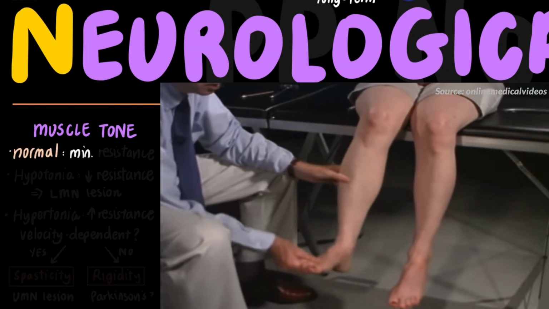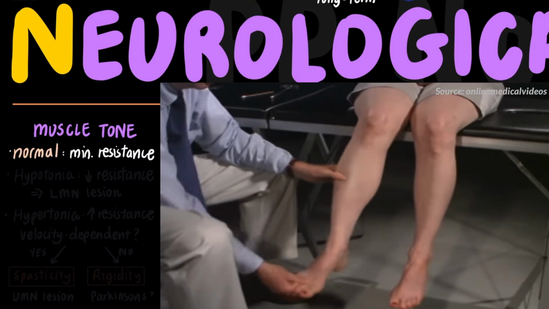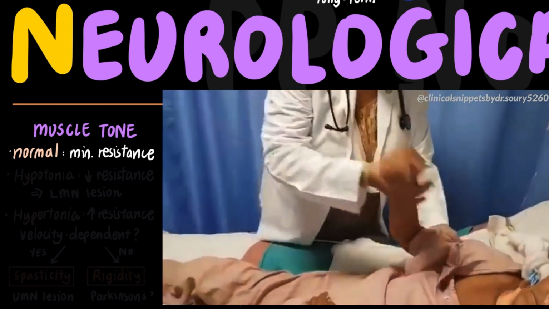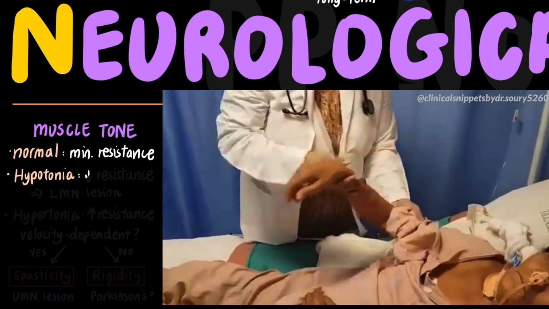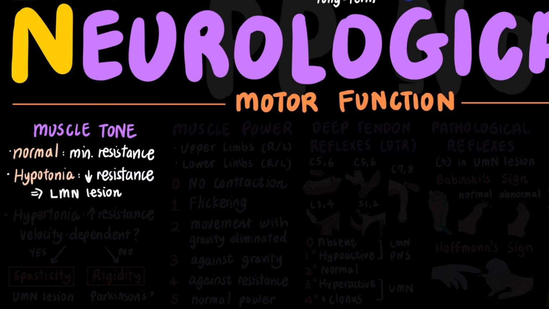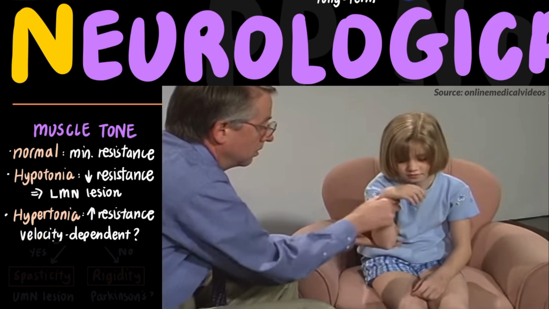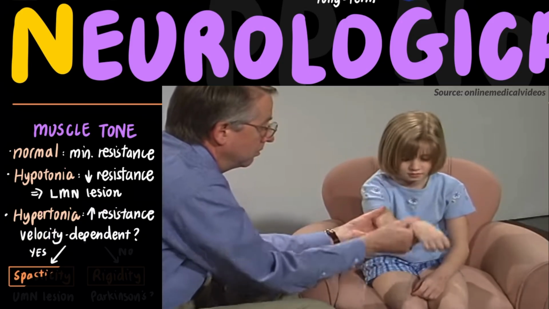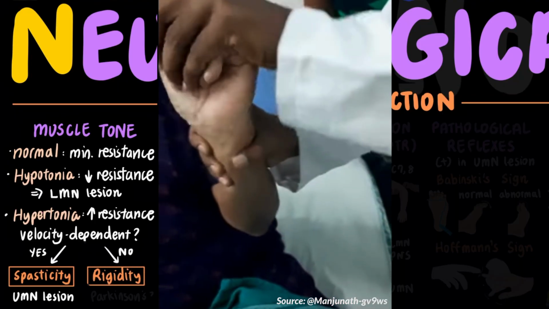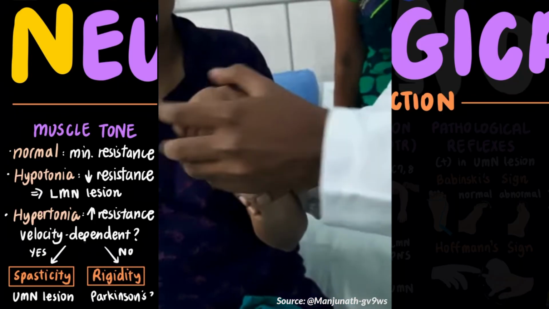Normally, you should feel only minimal resistance as the limb moves through its range of motion. If the limb feels unusually floppy and offers very little resistance, that indicates hypotonia, which can be associated with lower motor neuron lesions. On the other hand, if the muscle feels stiff or rigid throughout the entire range of motion, this suggests hypertonia. Depending on the pattern, it could be spasticity, which is velocity-dependent and often seen in upper motor neuron lesions, or rigidity, which is uniform and may be seen in conditions like Parkinson's disease.